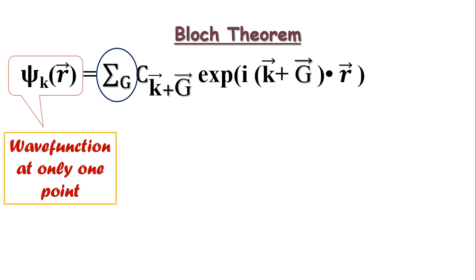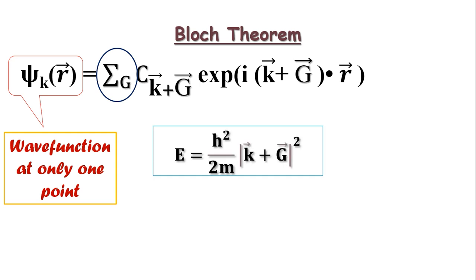Lucky for us, this equation does have a simpler interpretation as the solutions of the Schrodinger equation. They are the solutions with kinetic energy E = h² / 2m |k + G|². Fine. Let's pause here and definitely remember this particular expression.